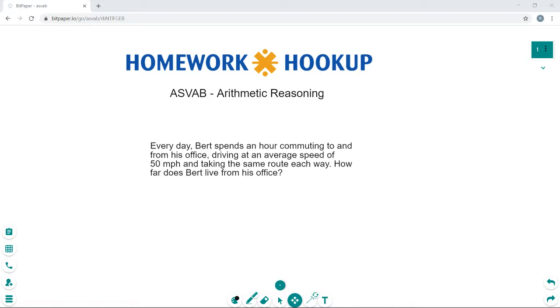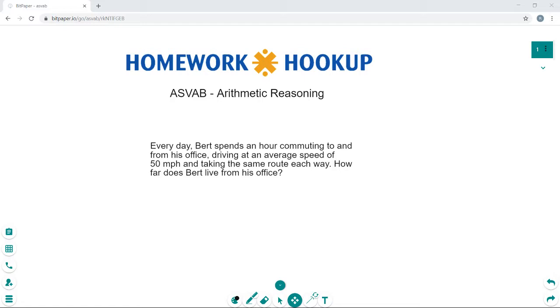So this problem says, every day Bert spends an hour commuting to and from his office, 1 hour at an average speed of 50 miles per hour and taking the same route each way. How far does Bert live from his office?